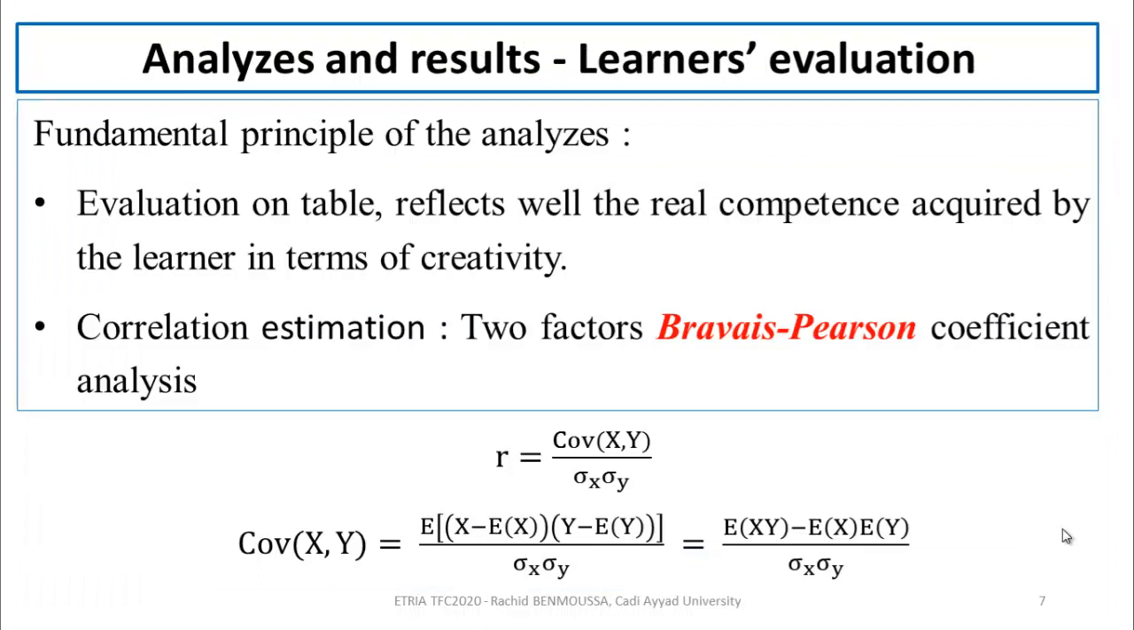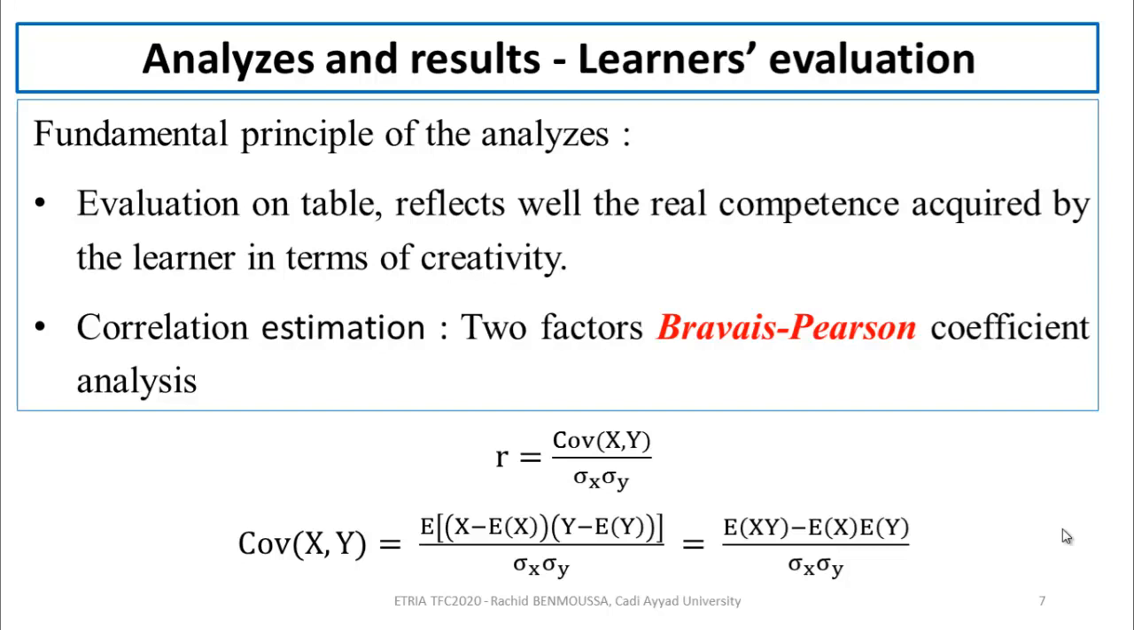As a reminder, the experience described in this paper consists in observing a population of 28 students who followed both the MOOC and the face-to-face course. Learners' evaluation gave rise to 8 types of grades, whose relation was analyzed by linear correlation. To do so, we used the 2 factors Bravais-Pearson coefficient.